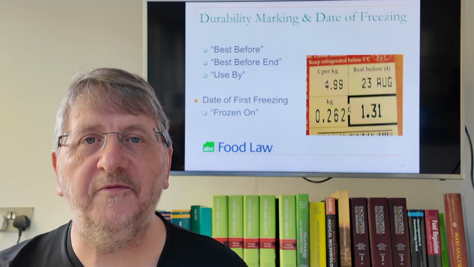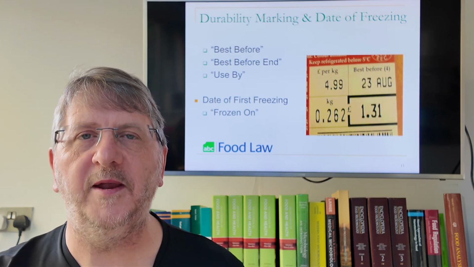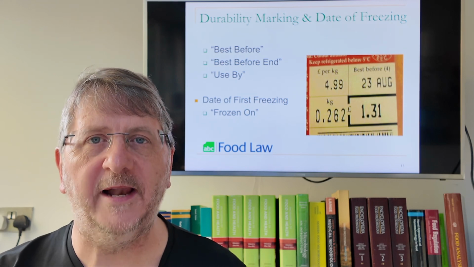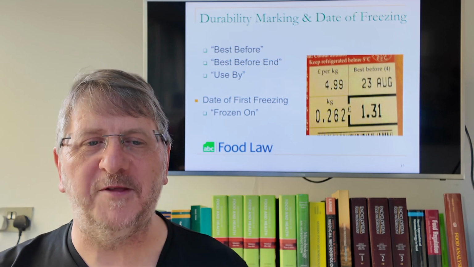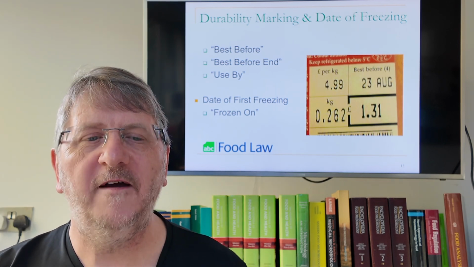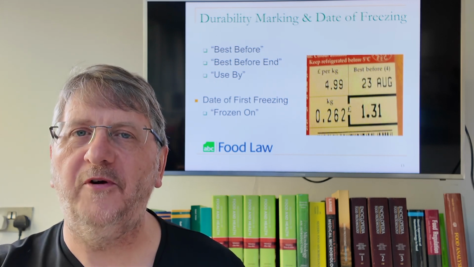Durability marking, we have different types, and there are separate videos on this which explain the difference between best before and use by. There's also a separate video available within the 100 on shelf life determination. But basically you've got best before end and use by. There is also a requirement set in the law for date of first freezing, but there are lots of exemptions on foods that have been previously frozen.